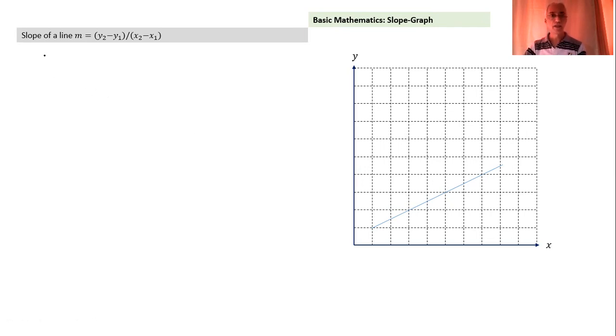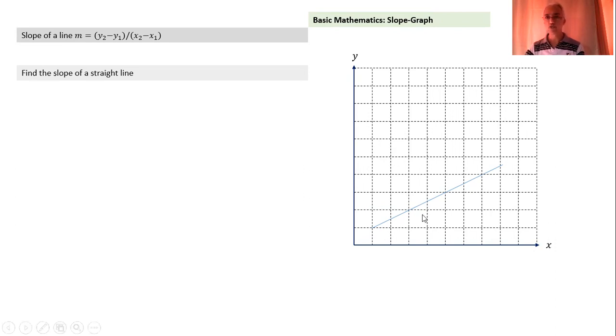Slope of a line, we would have come across in terms of the equation of a line. Typically we use the notation small m. Slope of a line is equal to y2 minus y1 divided by x2 minus x1. Okay, so in this case a graph is drawn here. Find slope: x-axis, y-axis, and these are grid lines, and a straight line is drawn here.